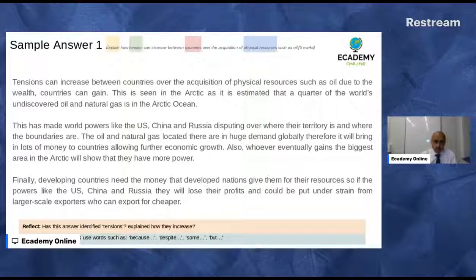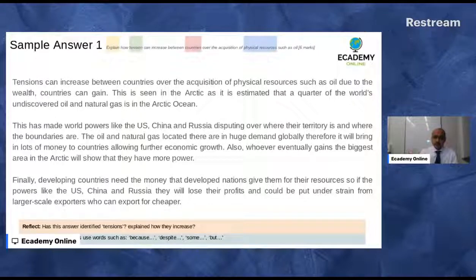Now, the second paragraph, there's a little bit of misinformation here, right? So this has made world powers like US, China, and Russia, and that's questionable if they are world powers, especially China and Russia, dispute over where their territory and boundaries are. Well, that's a bit vague because China is not in dispute with Russia or the United States over these territories, right? Because they don't actually have a landmass that surrounds the area. So immediately, it's showing me that you don't have authority over the topic that you're talking about, all right?